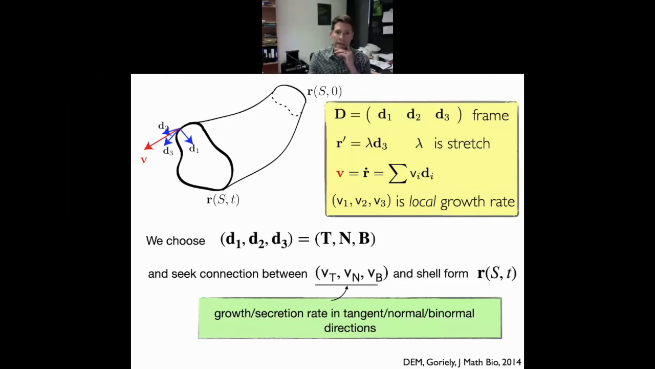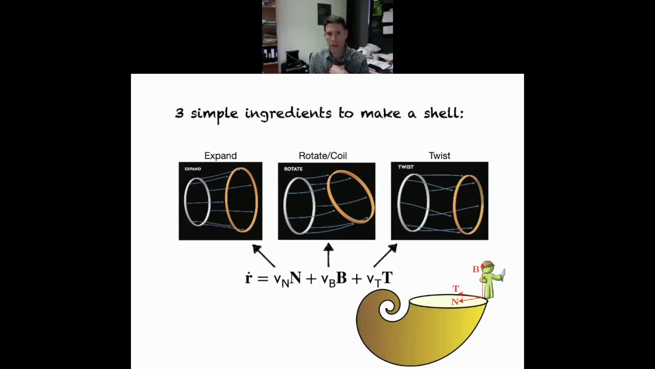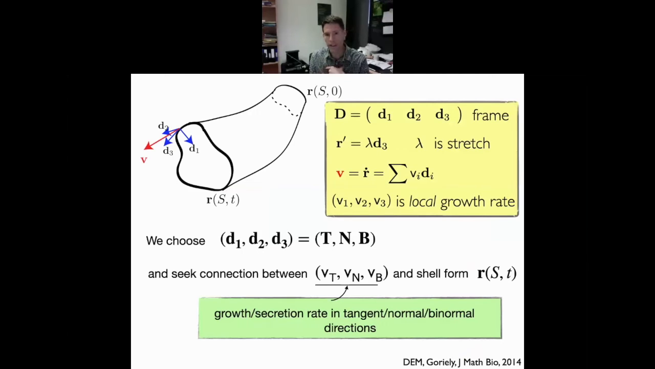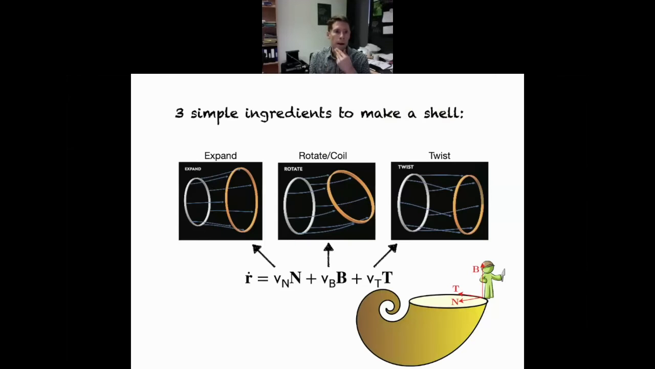And the idea is that you write that vector field, which is this V, in terms of that local basis. Because my local basis is tangent, normal, and binormal directions, my key players here are descriptions of the growth, VT, VN, and VB, in these three orthogonal directions. You can work through the differential geometry to understand how different rules for those orthogonal directions of secretion result in different shell forms.